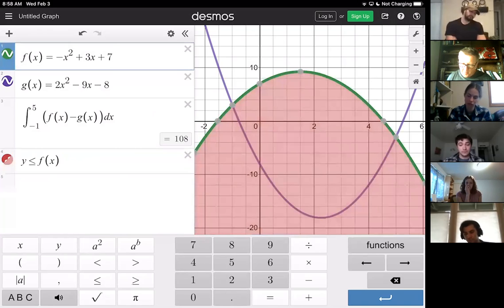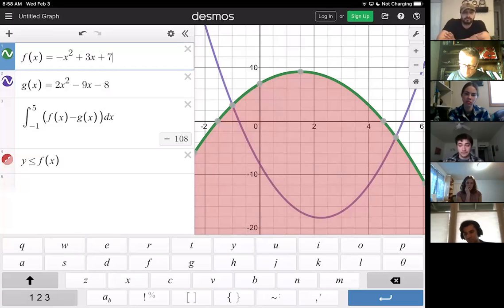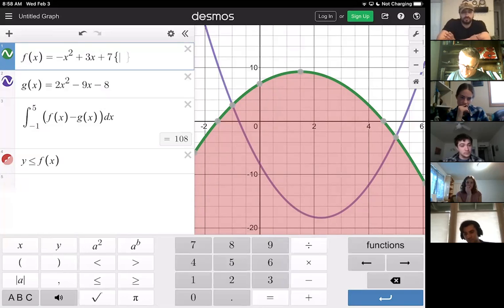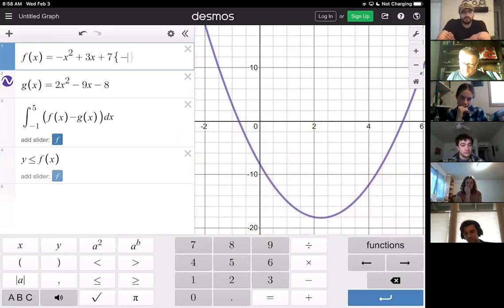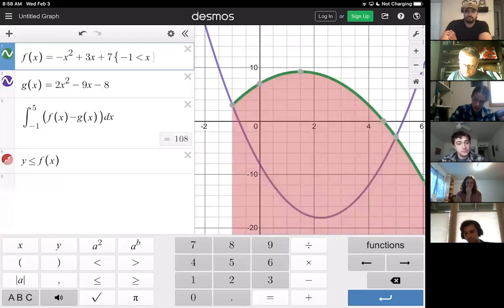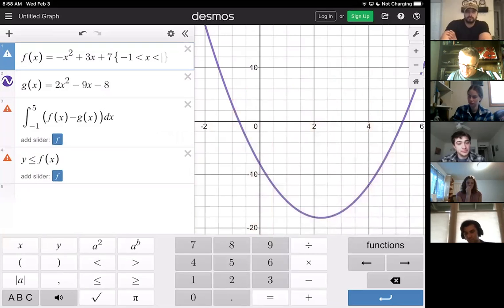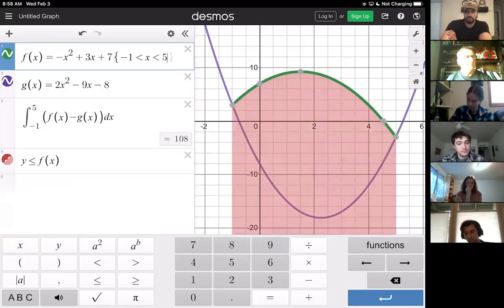I have showed you before how to go up here and stick some brackets around this. Bracket, I want to say between -1 and 5. So I want x to be greater than -1, and less than 5. So I just limited the domain of the green graph.